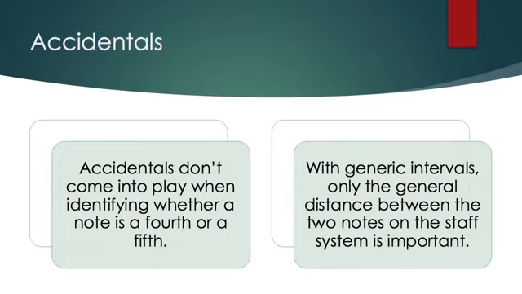One thing which should be pretty clear, but I'm going to go ahead and say this to be extra clear. When it comes to accidentals, they don't come into play when identifying whether a note is a fourth or a fifth or any other interval for that matter. With generic intervals, the only thing that matters is the general distance between the 2 notes on the staff. So if I have a G flat and a D quadruple sharp, it's still some type of a fifth. Doesn't matter how many accidentals or lack of accidentals there are. All that matters with a generic interval is the distance between the 2 notes, the numerical distance.